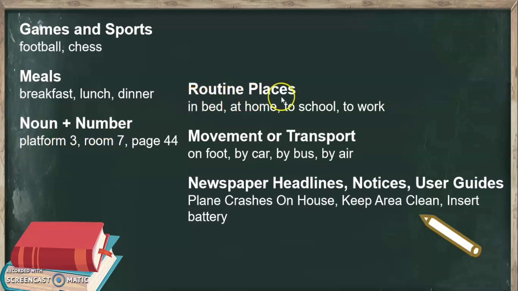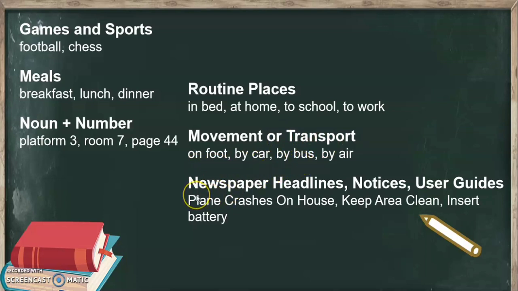For routine places: in bed, at home, to school. I go to work, I go to school. No need to put articles here. Zero article for routine places. What are routine places? These are the places that you go to often. In our daily lives, we go to these places almost every day. Routine places. Okay, next we have movement or transport: on foot, by car, by bus.